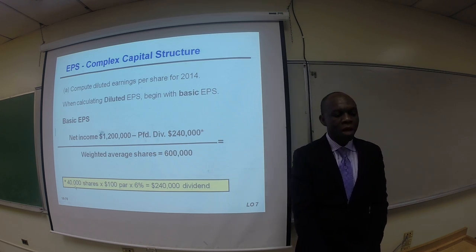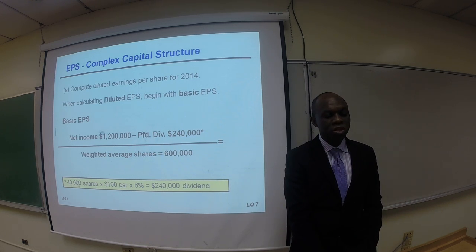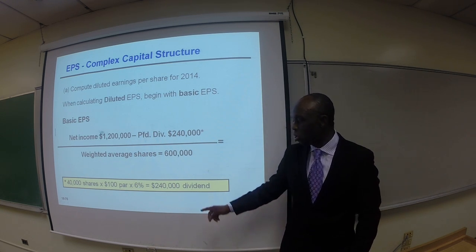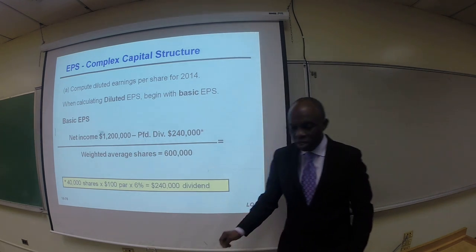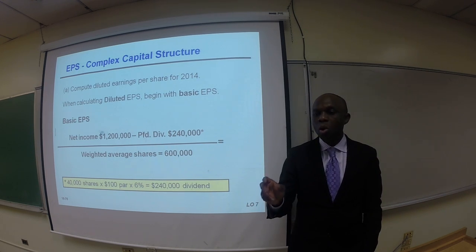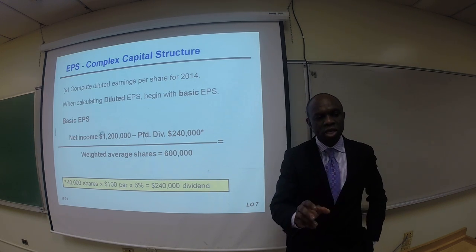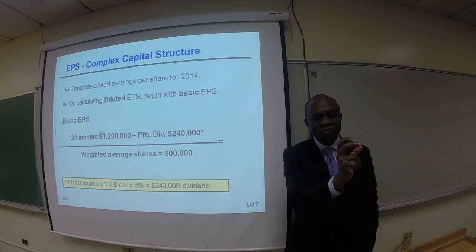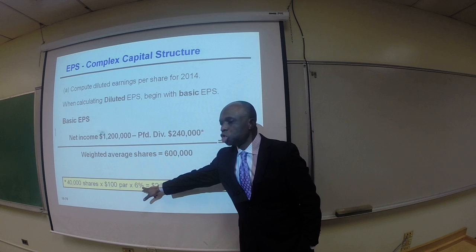As you know, we already discussed this previously. 40,000 shares multiplied by $100 par value multiplied by 6%. There are one of two ways that we determine the dividend of preferred stock. One way of determining the dividend for preferred stock is that the dividend per share is given to us as a specific amount, or it is a percentage of the par value.